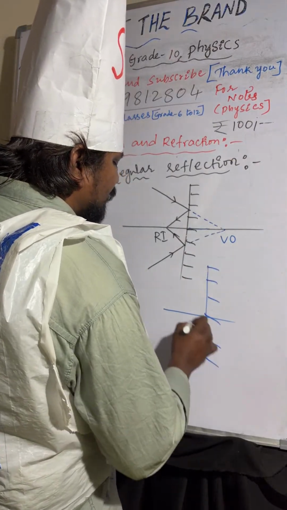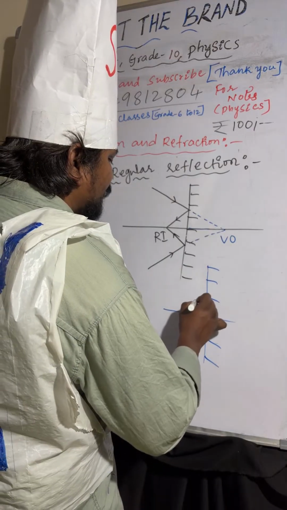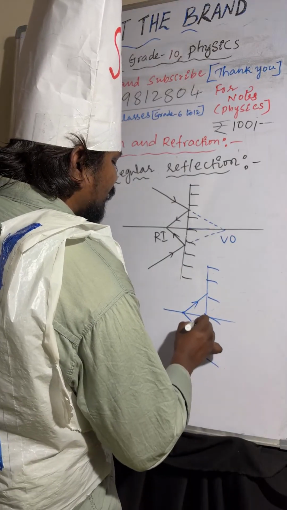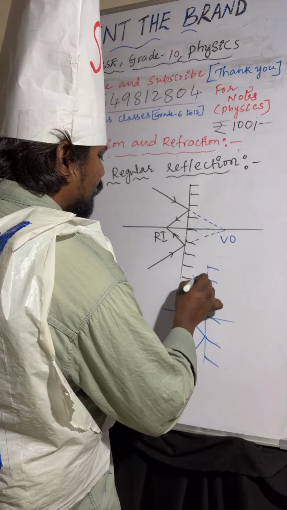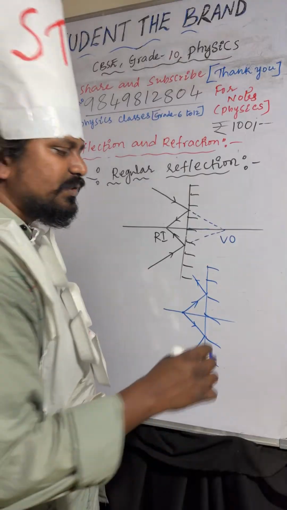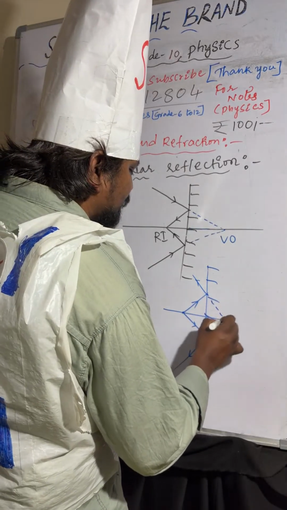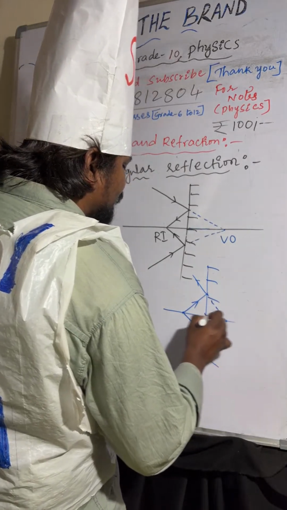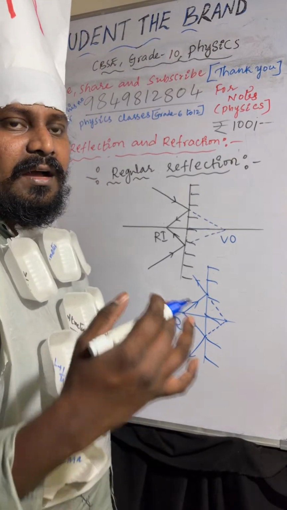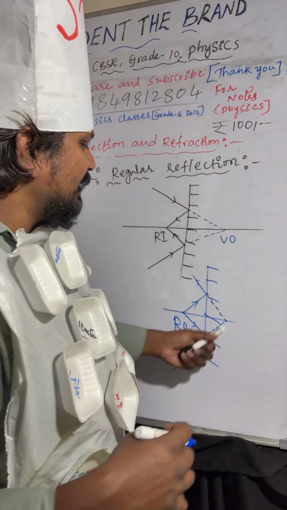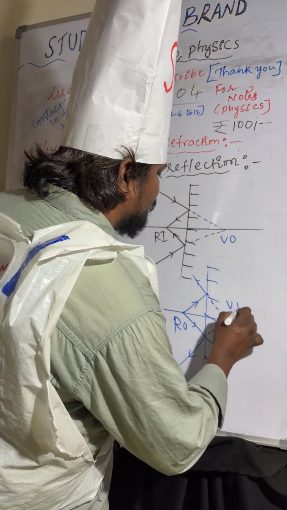Okay. So now if you take one more, like this: this is the object, from here light rays are coming. Here you can see, if you extend those reflected light rays, this is the real object. And here it is a virtual image.